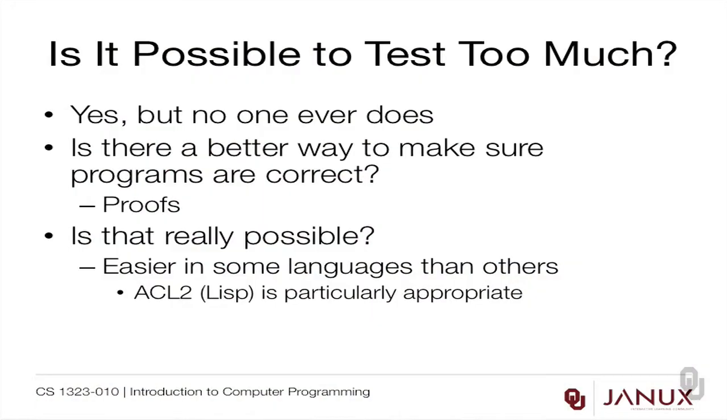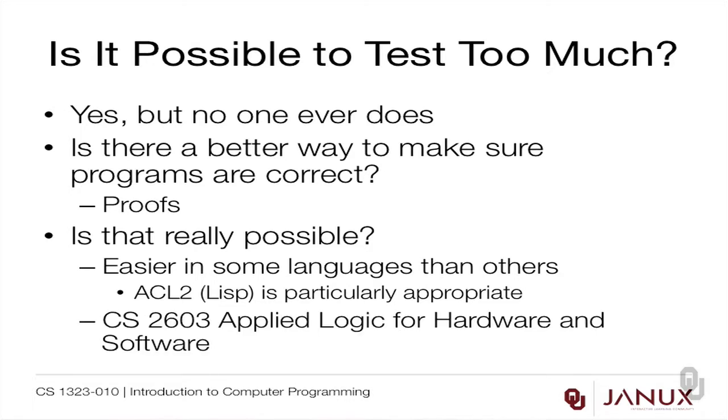If you're interested in things like this, you're going to want to learn a language where it's a little easier to do this. One of the easiest languages to learn that does this is a language called Lisp. I actually wrote my doctoral dissertation research code in Lisp. It's a wonderful language to use. It's called ACL2 if you look for it online, and it's a really good language for proving that programs are correct. If you're interested in this part of computer science, you may want to take CS 2603, Applied Logic for Hardware and Software. That class has this class as a prerequisite, so you could do it next semester.